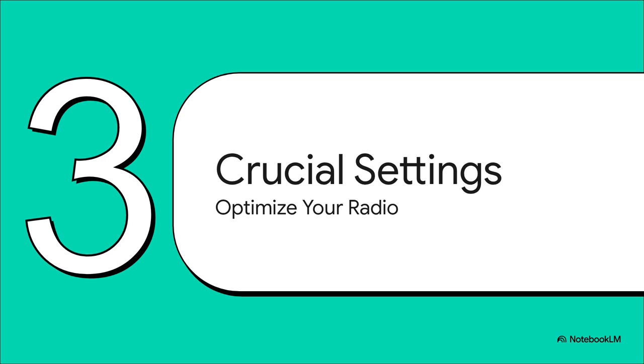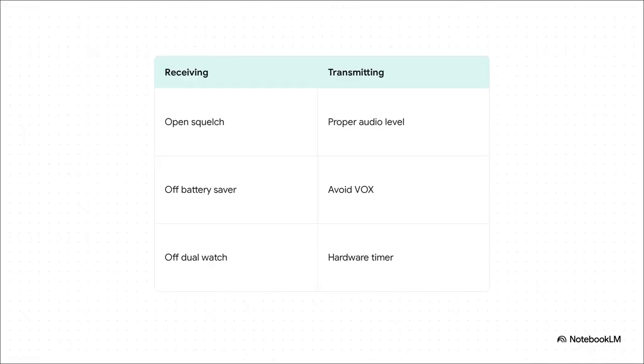Okay, Section 3, crucial settings for success. Before we even touch the software, we've got a quick-fire cheat sheet straight from the source material to optimize your radio. For receiving, you absolutely must leave that squelch completely open. If it's closed, the squelch delay actually cuts off the very beginning of the data packets, and you just won't hear the weak ones at all. Also, turn off your battery saver. It rapidly cycles the receiver power, and you will definitely miss incoming frames.